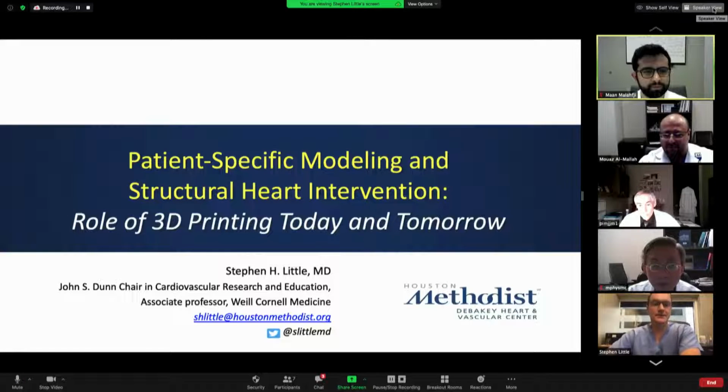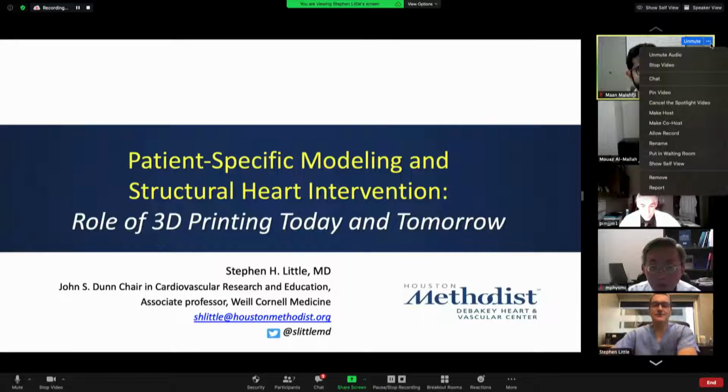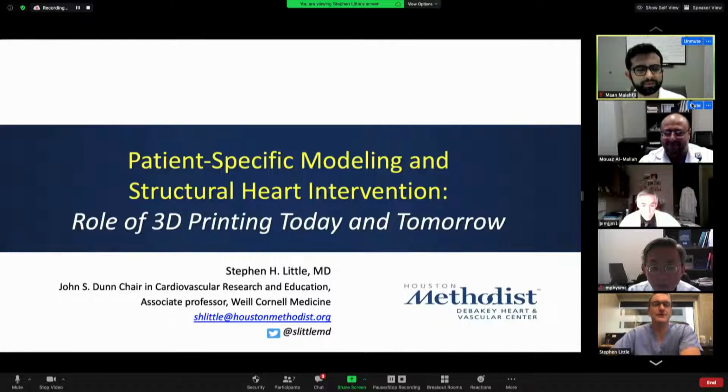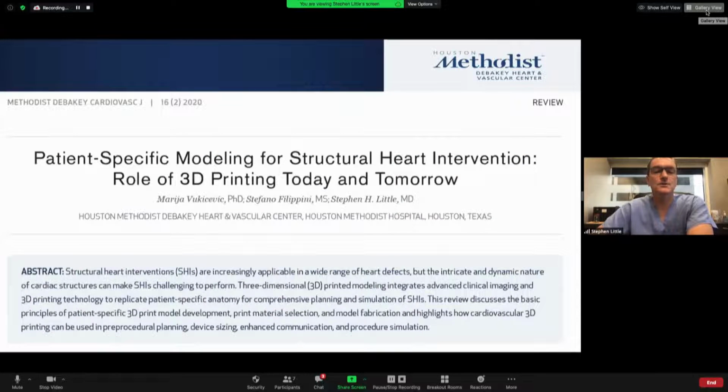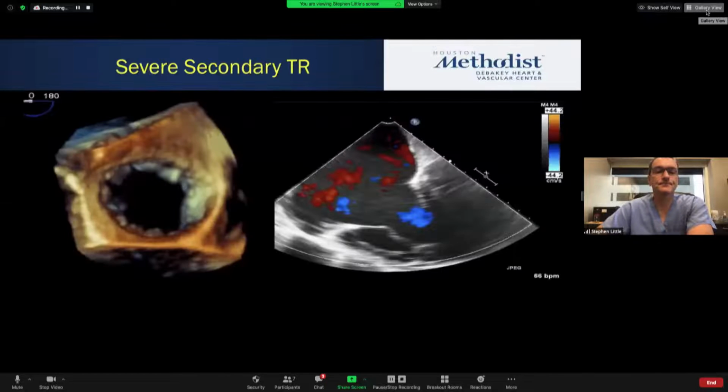Last but certainly not least. All right, we'll talk about patient-specific modeling for structural heart interventions and some of the applications from the great imaging that you've seen already. So this was the paper we put together for this issue of the journal. So acknowledging, of course, my co-authors, Marija Vukicevic and Stefano Filippini, and I'll take you through a few cases.